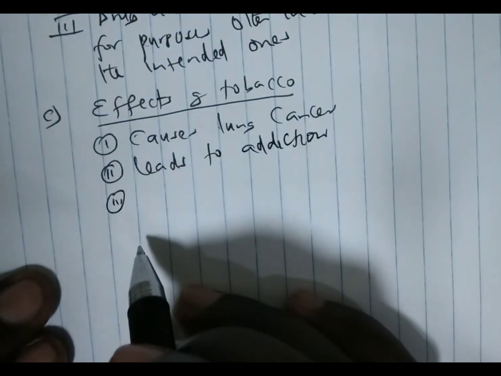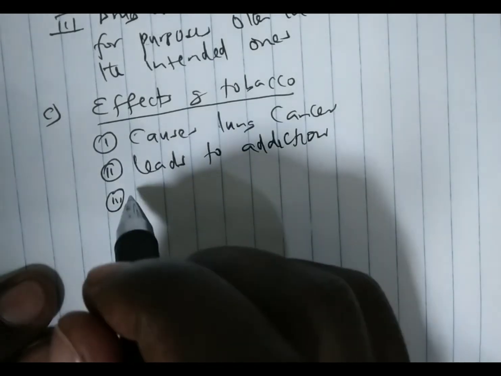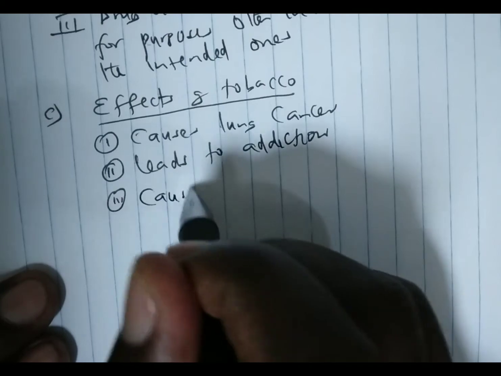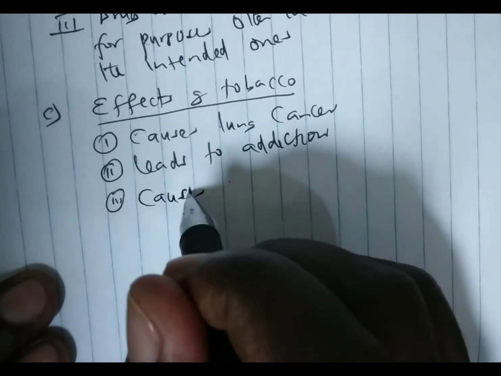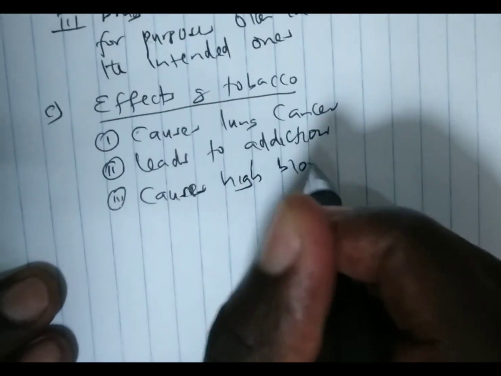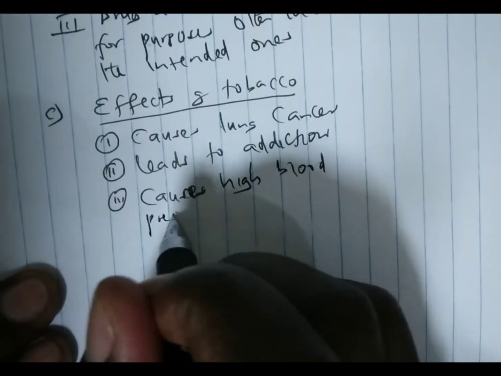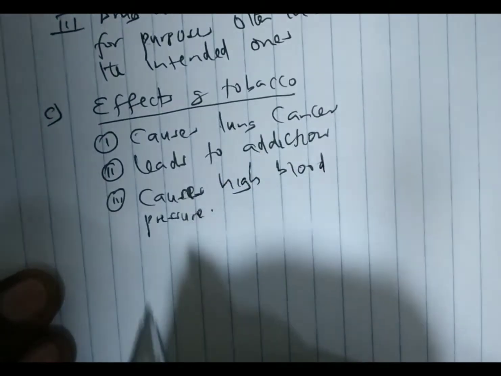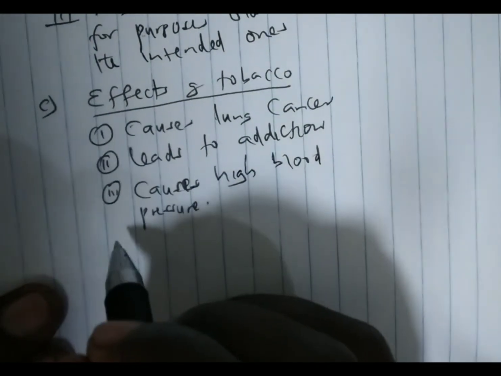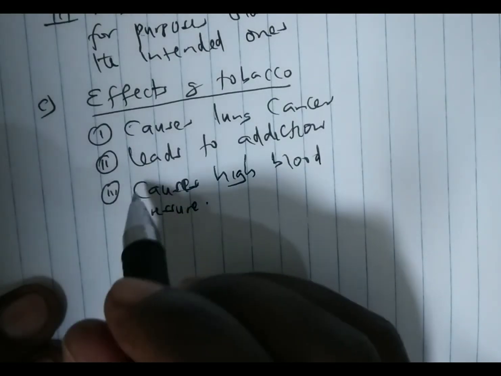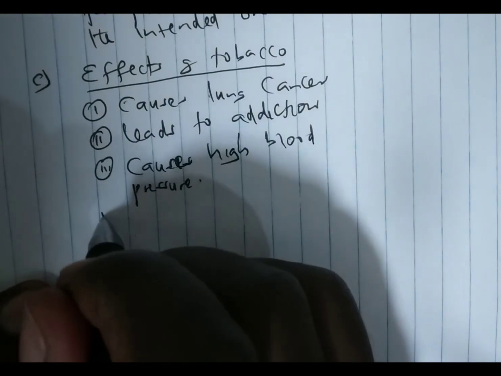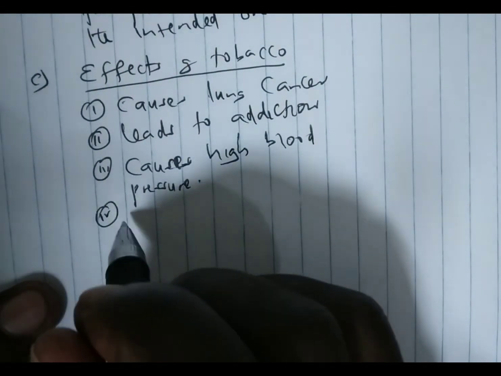3, tobacco can also cause high blood pressure. This is because the smoke can block the blood vessels, affecting the smooth flow of blood, which may lead to pressure buildup. Then number 4, tobacco discolors teeth.